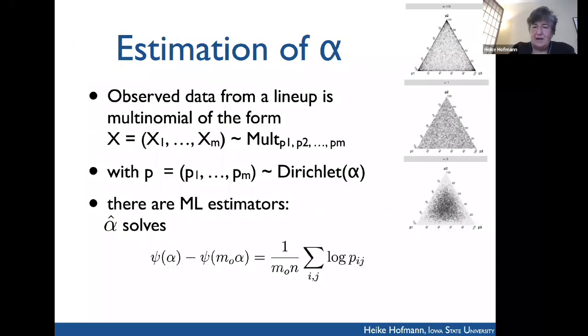Now, alpha can be estimated using a maximum likelihood estimator. So here we've got a maximum likelihood estimator. Alpha hat solves this digamma expression. Digamma is the derivative of the log gamma function. So essentially, we're summing over all of the picks for a lineup.